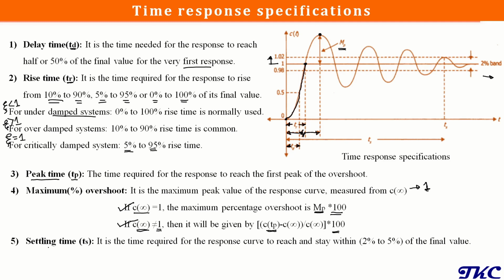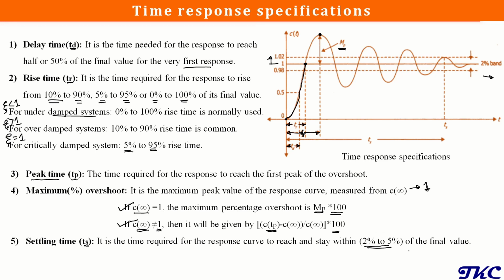Next time specification is settling time, defined by TS. It is the time required for the response curve to reach and stay within 2% to 5% of its final value. In simple terms, it is the time required for the system to stabilize or settle down to the required output. But as we know, exactly achieving the required output is not always possible, so we put a certain limit on the output. If the output is within that limit, we can consider it to be in a stable or steady state.